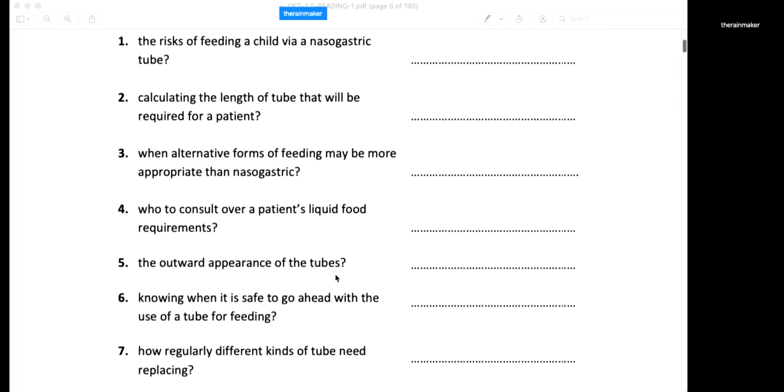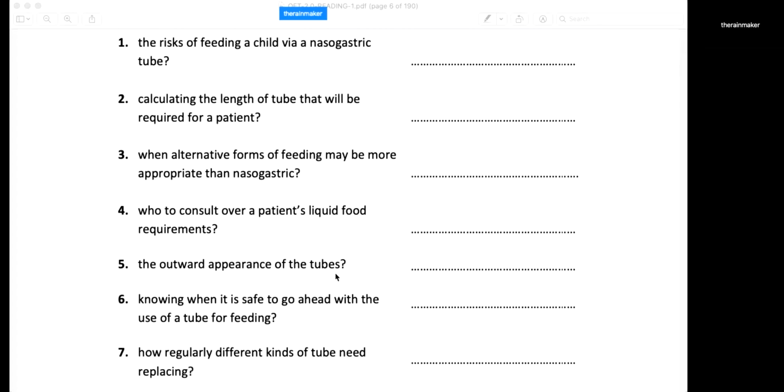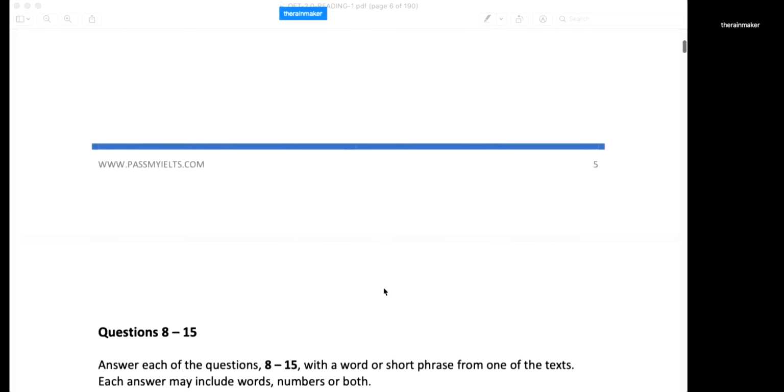So let me attempt 2 questions for you here so that you do it easily at home, as this is going to be your homework. The risks of feeding a child via a nasogastric tube. Where do you think the answer is? Issues paragraph, right? Just write A. Risk, multiple issues, right? Then we have calculating the length of the tube that will be required for a patient. Length, numbers, type, B. You just write, this is match question. These are match questions, done. And actually, it's only 15 minutes given, but it's logical because you just have to write A, B, C, D. Not a lot of writing involved, so not a problem there.